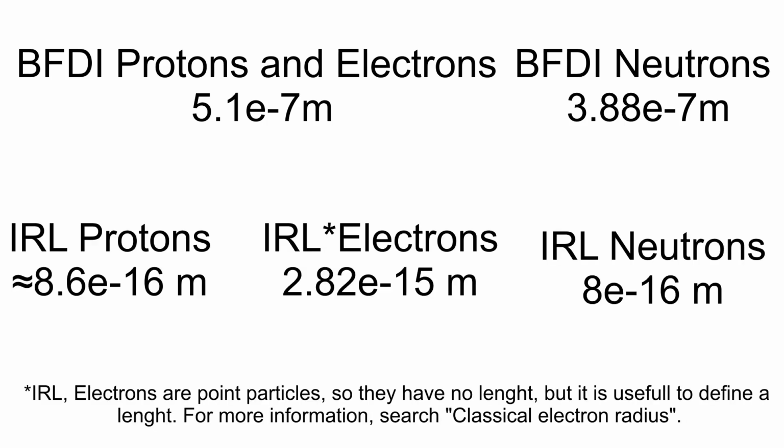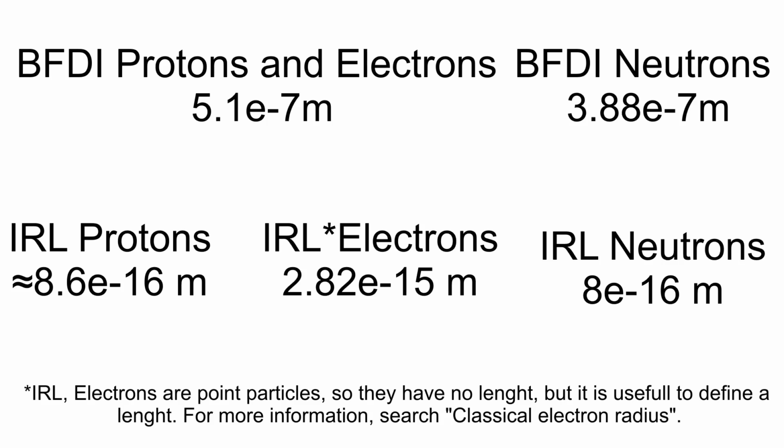For comparison, a proton in the real world has a radius that is measured to be between 8.77 times 10 to the minus 16 meters and 8.42 times 10 to the minus 16 meters. Neutrons have a radius of 0.8 times 10 to the minus 15 meters, and the classical electron radius is 2.82 times 10 to the minus 15 meters. So subatomic particles in BFDI are much larger than subatomic particles in real life.